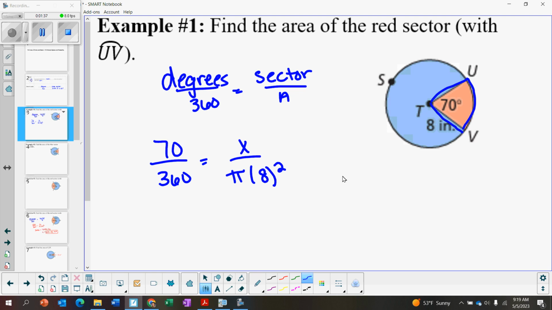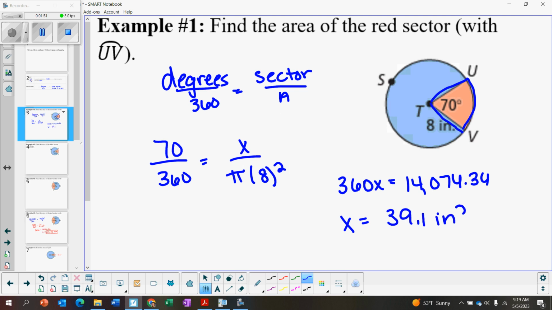So cross multiply this, we're going to get 360x equals 14074.34. Divide both sides by 360, and we get about 39.1 inches squared. Just like regular area was inches squared or feet squared, units squared, so will be the area of a sector.